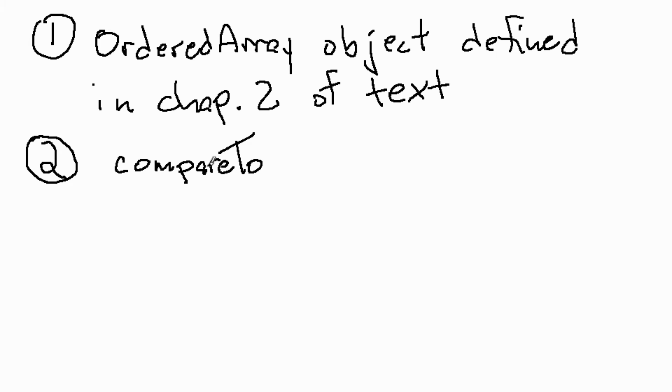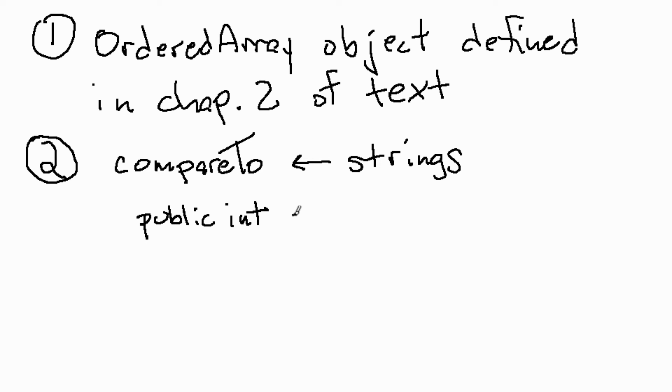Maybe you've seen the compareTo with reference to strings, but you should also be aware that when you define your own objects, if you want to be able to compare these objects, you can do so if you go ahead and write your own compareTo. And that typically takes the form of something like this. It always returns an int, public int compareTo.